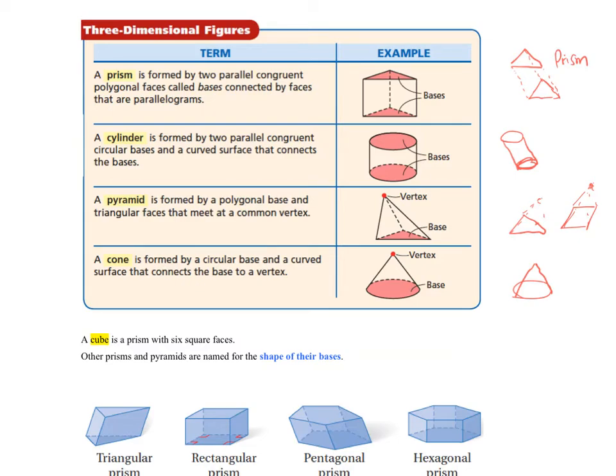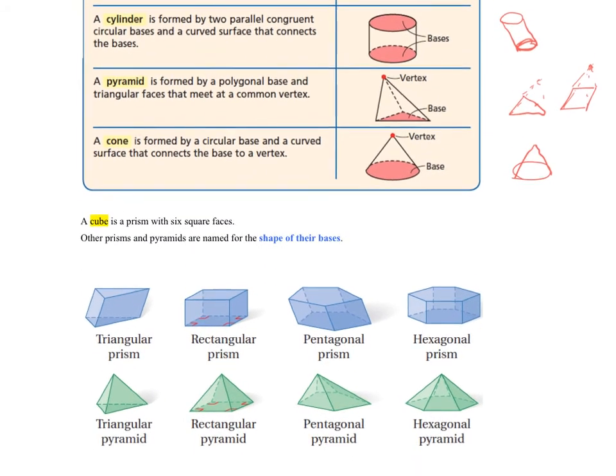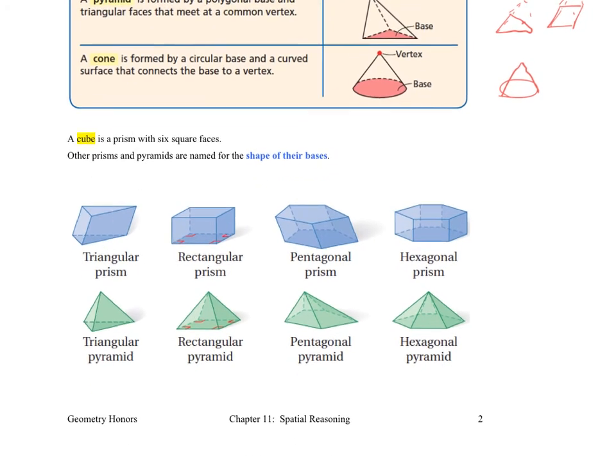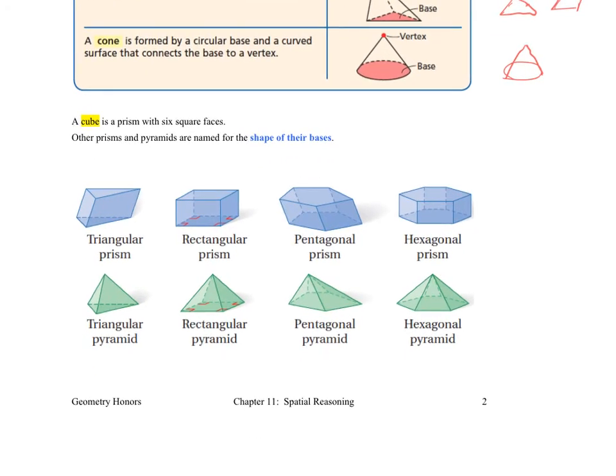Super important. A cube is a prism that contains 6 faces, and here are some different prisms and pyramids. They're named by the shape of their base. So we have a triangular prism. It's two triangles connected. Rectangular prism, pentagonal prism, hexagonal prism. None of those come to a point. But look at all these. They all come to a point. So a triangle as the base comes up to a point. Rectangular base comes up to a point. Pentagon base comes up to a point, and hexagon base comes up to a point. Those are all pyramids.